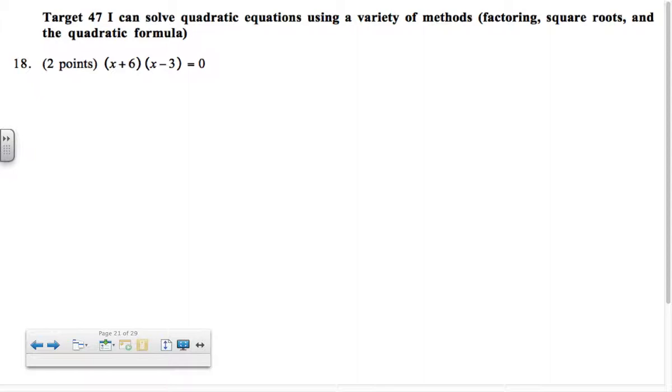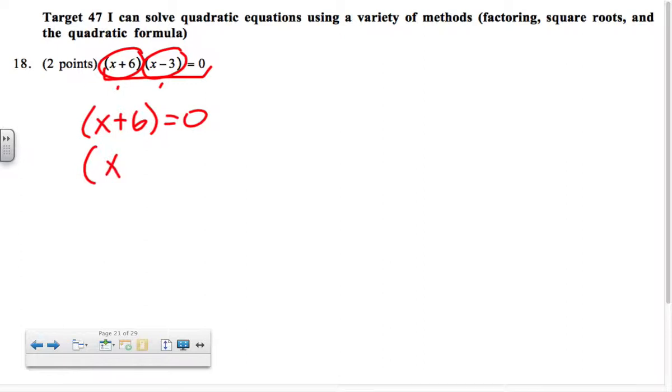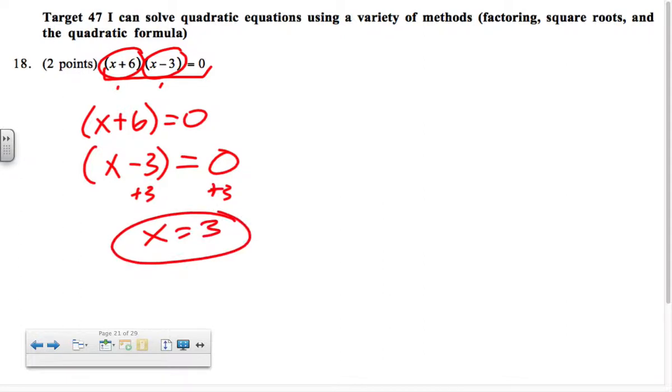So number 18 kind of takes a baby step at that. It's already factored. We see x plus 6 times x minus 3 equals 0. The only way you can get something times something else equal to 0 is if one of those two somethings is equal to 0. So you set each factor equal to 0 and you solve for x. Like this bottom one, I would add 3 to each side and you'd get x equals 3. This one you subtract 6 from each side and you'd get x equals negative 6.